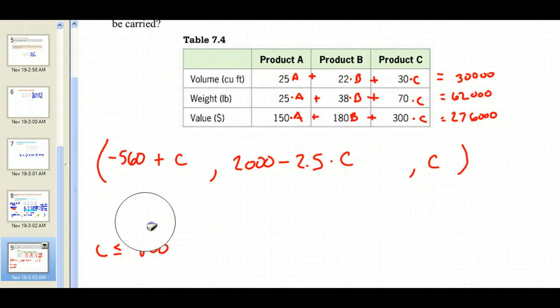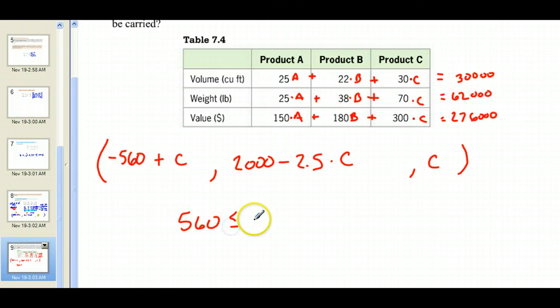Let me just clean this up. We would write that as C has to be between 560 and 800. So this is what our ordered triple looks like, and this is the bound for the independent variable. C is independent, the other two depend on whatever C is.